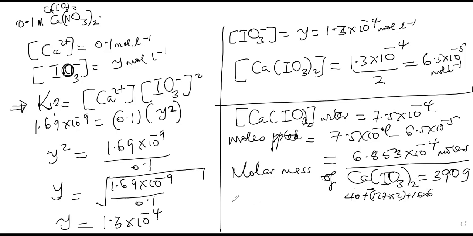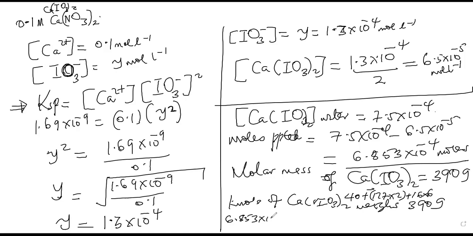It means that 390 grams are for 1 mole. So you will say 1 mole of calcium iodate weighs 390 grams. What about 6.853 exponent -4 moles? They will weigh 390 times 6.853 times 10 to the power -4. So this one will give us the mass precipitated as 0.267 grams. That is the mass precipitated.